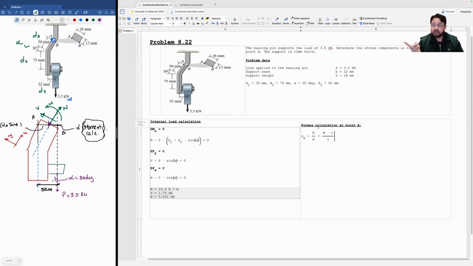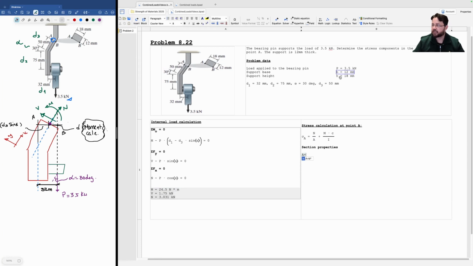So which means if I want to know that stress, I need to calculate those section properties, which are the area and the moment of inertia. So let me just put here section properties. Then let me put it just like this. So the area is going to be simple, it is this times this. And then the moment of inertia is going to be 1 divided by 12 because it's a rectangular section. And then this is where it comes from.